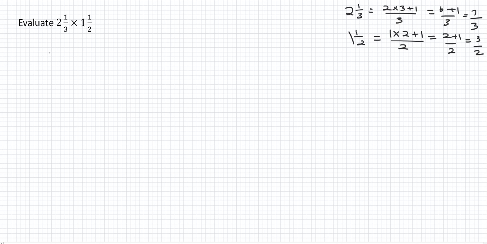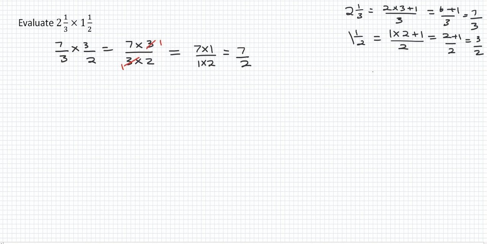So now we're going to rewrite this as 7 over 3 multiplied by 3 over 2. So this is going to give us 7 times 3, remember, multiply across, divided by 3 times 2. So we have 3 in the numerator and 3 in the denominator. We can divide this by 3 and we get 1. Divide this by 3, we get 1. So that is going to give us 7 times 1 divided by 1 times 2, which is going to give us 7 over 2.